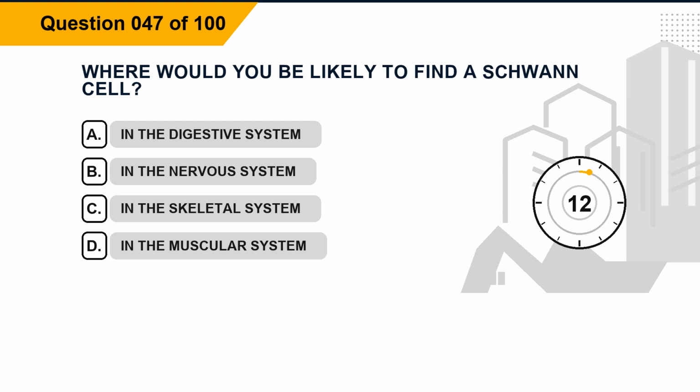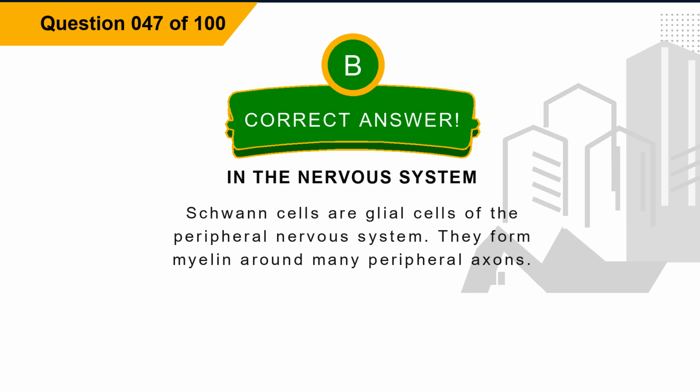Question 47. Where would you be likely to find a Schwann cell? Option A, in the digestive system. Option B, in the nervous system. Option C, in the skeletal system. Option D, in the muscular system. The correct answer is option B, in the nervous system. Explanation. Schwann cells are glial cells of the peripheral nervous system. They form myelin around many peripheral axons.